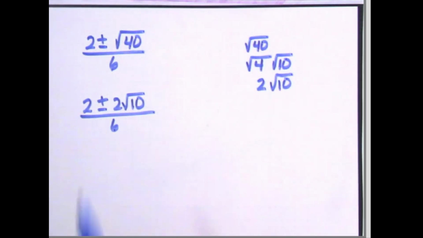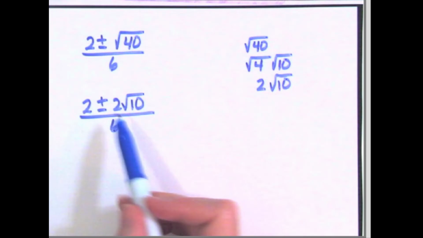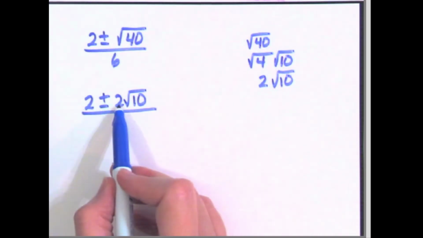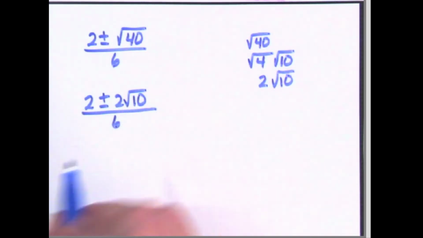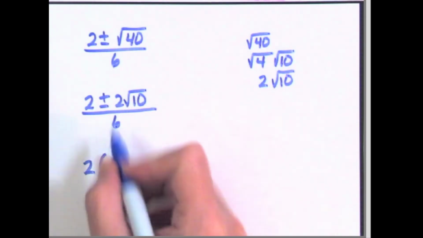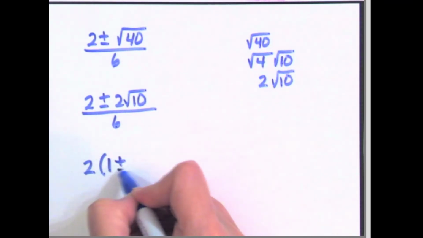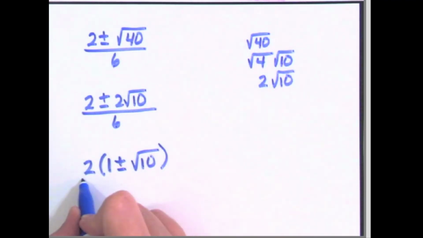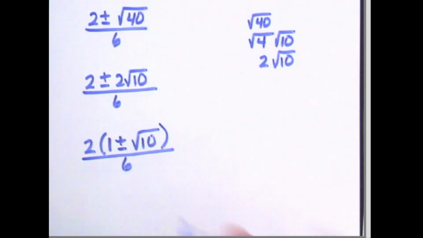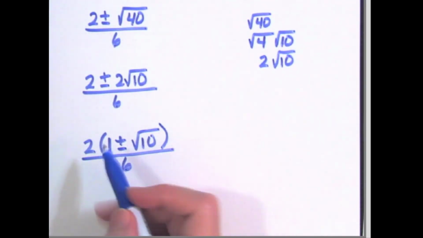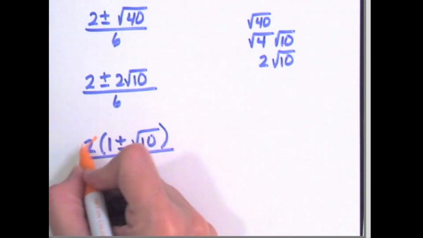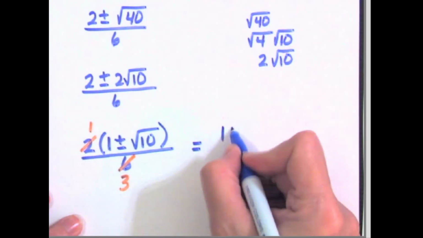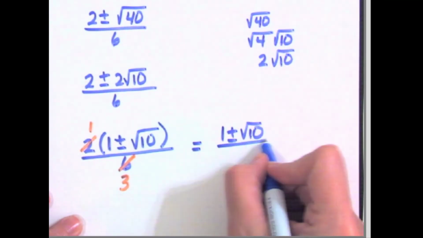Okay, we know that we can't cancel just individual terms, but if there's a factor we can take out of everything, then that's okay. And we could also factor a 2 out of this numerator. So let's do that. If I take a 2 out, 2 divided by 2 is 1. And then 2 square root of 10 divided by 2 is just going to leave me with the square root of 10. And that's over 6. Now we can cancel factors, things being multiplied. So 2 goes into 2 one time, and it goes into 6 3 times. So my final answer is 1 plus or minus the square root of 10 all over 3.